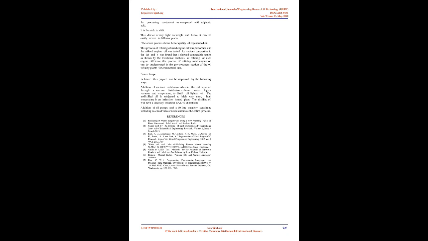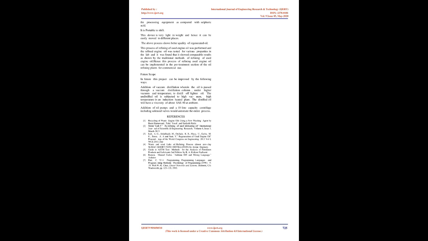Conclusion. Testing of properties of used engine oil was successfully carried out. Testing of properties of refined engine oil was successfully carried out. The refining process was carried out and transparent red color base oil was obtained. Refining of used engine oil with acid clay treatment was carried out successfully, resulting in red transparent color base oil. This project has shown that used engine oil can be recycled by using glacial acetic acid.